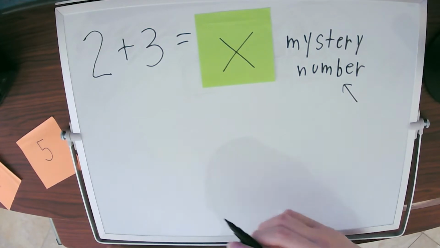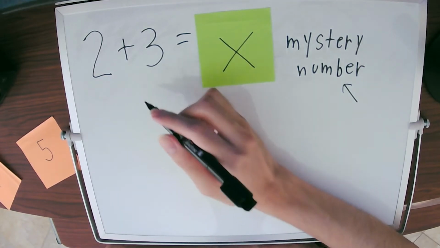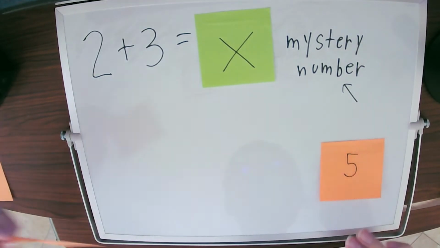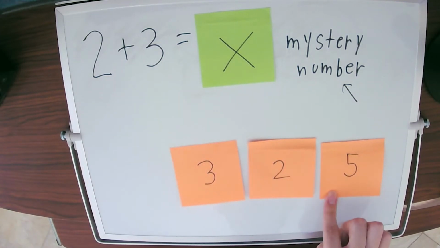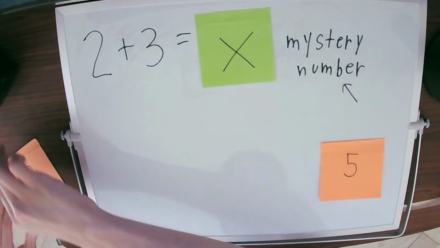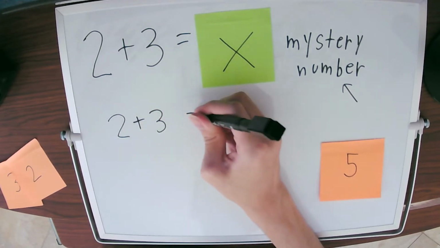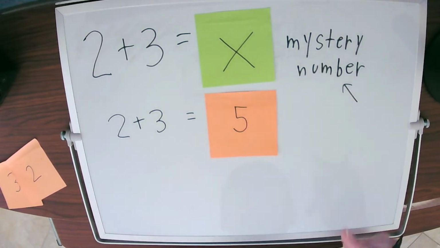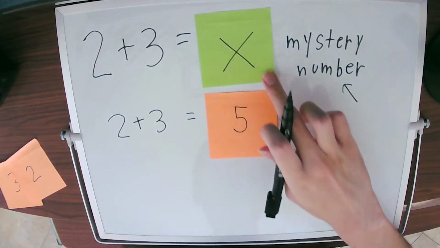For example, you give a student this equation, and you ask them, what is 2 plus 3? Is 2 plus 3 5? Is it 2? Or is it 3? Which one is it? And the student would tell you that 2 plus 3 is 5. So then, okay, 2 plus 3 equals 5. And then you ask the student, what is x?